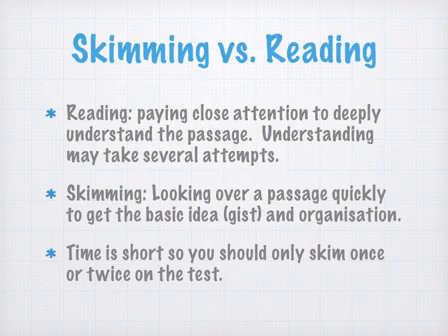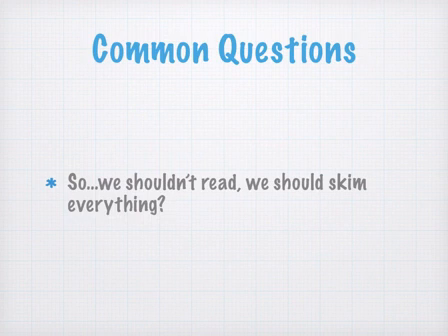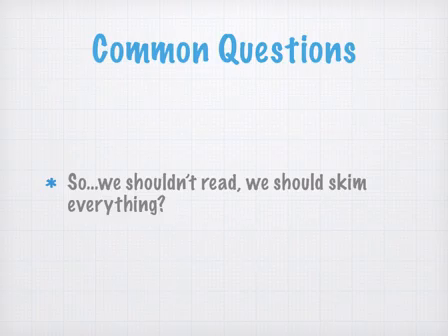Now, because time is something that we need to be aware of on this reading section, with 3 to 5 passages to read through, and then 12 to 14 questions to answer, time is something that we don't have, so we should only really skim once or twice on the test. The next question that neatly leads on to that is this idea that we shouldn't read and we should skim everything. Well, not really either.